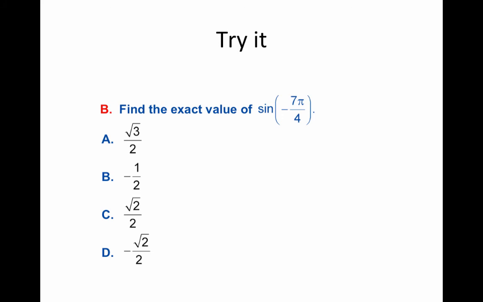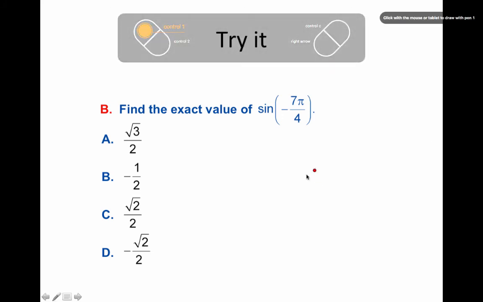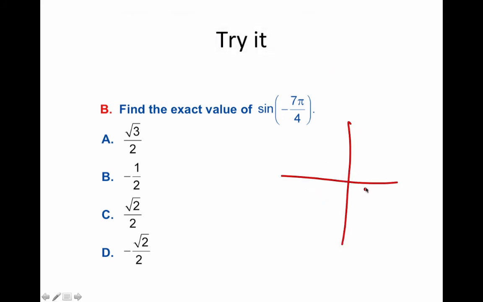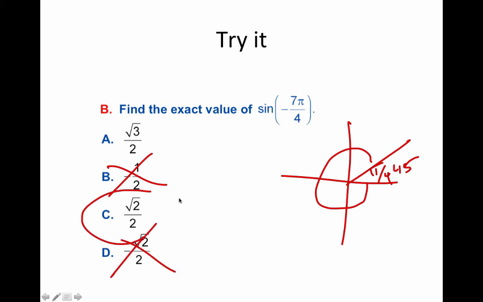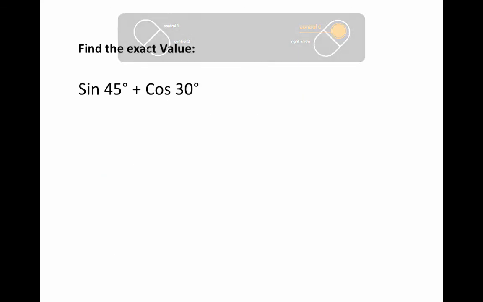Things will be okay. Negative 7 pi over 4. Again, 8 pi over 4 would be 2 pi. So I'm going to come all the way around, and I'm going to be a pi over 4 short. If I'm 1 pi over 4 short, I'm 45 short. If I'm in quadrant 1 with a sine, it can't be negative, and I think we know that 45 is going to be square root 2 over 2. Good stuff, huh? Good stuff.